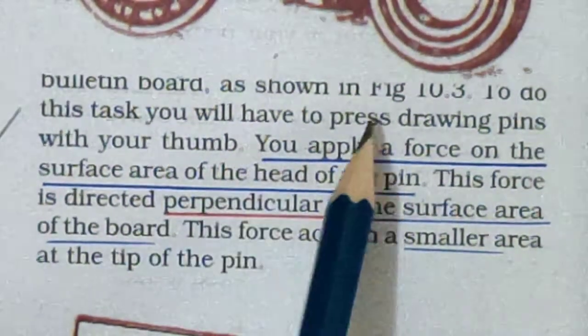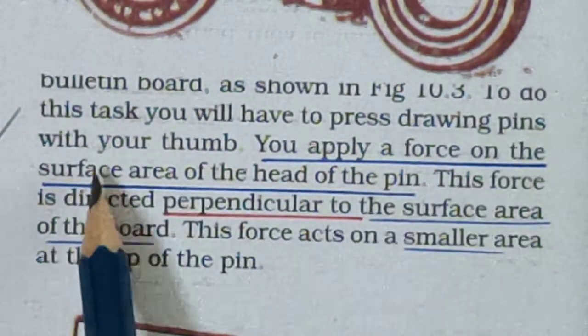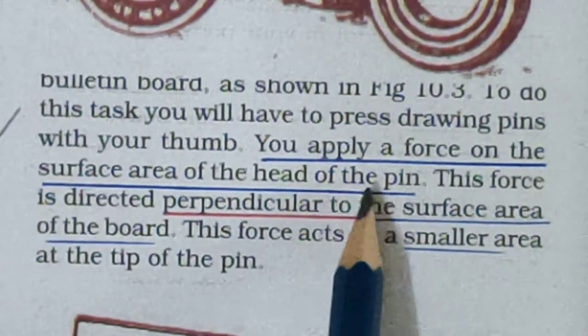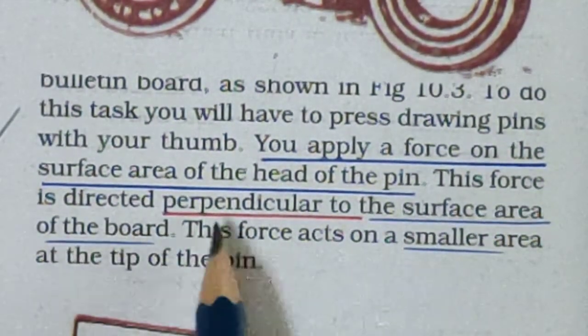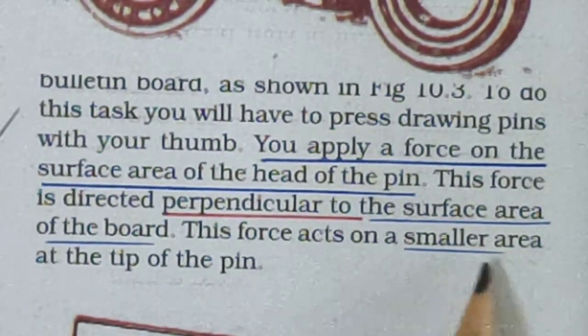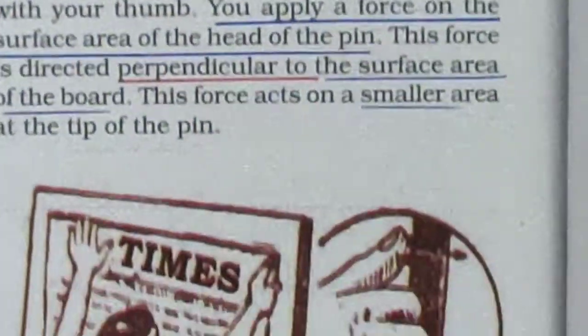of thrust and pressure. Consider the activity of fixing a sheet on the bulletin board as shown in the figure. To do this task, you will have to press drawing pins with your thumb. As you apply a force on the surface area of the head of the pin, this force is directed perpendicular to the surface area of the board. This force acts on a smaller area at the tip of the pin.